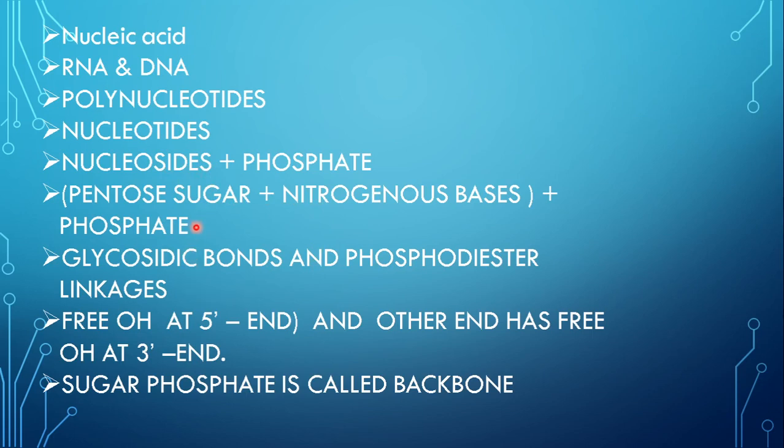phosphodiester linkages, which help in attachment of the phosphate. Then there is a free OH at the 5' end, and the other end has a free OH at the 3' end. Then sugar phosphate is common for all nucleic acids. How does one nucleic acid vary from another? Because there is a difference in the bases. Otherwise sugar and phosphate are common. Hence sugar phosphate is called the backbone.